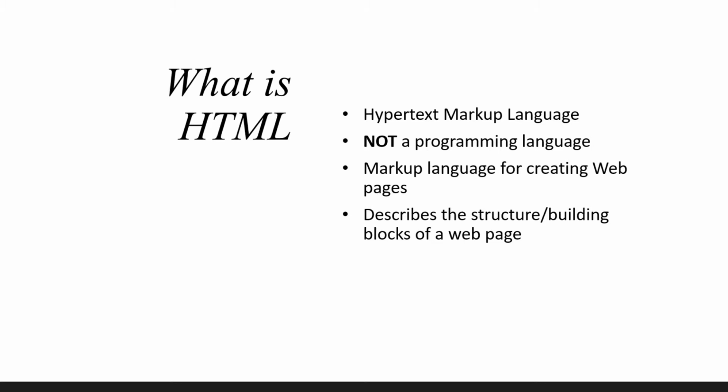For example, we have low level and high level programming languages, maybe C, C++, C Sharp, Python, PHP, Java. All those are programming languages. But HTML is not such. It's just to help us create the layout or the markup of web pages. So HTML just describes the structure and is the building block of a web page. I think you've understood the meaning of HTML.